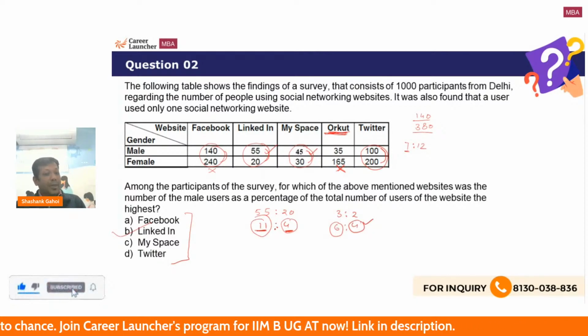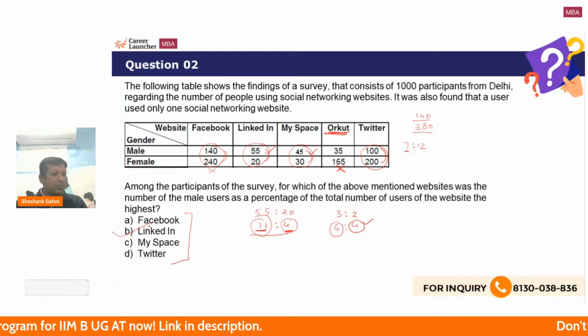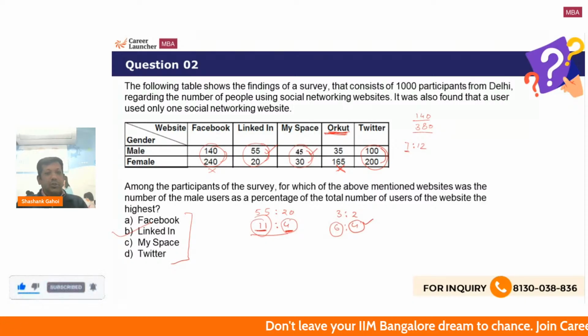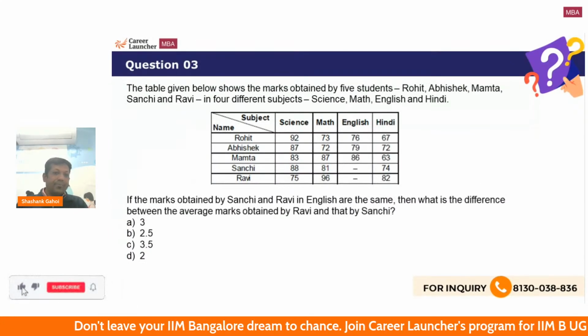So where the male as a percentage is highest, that's going to be LinkedIn. That's going to be option 2. Understood? So not calculating anything, still get the answer right. This one.